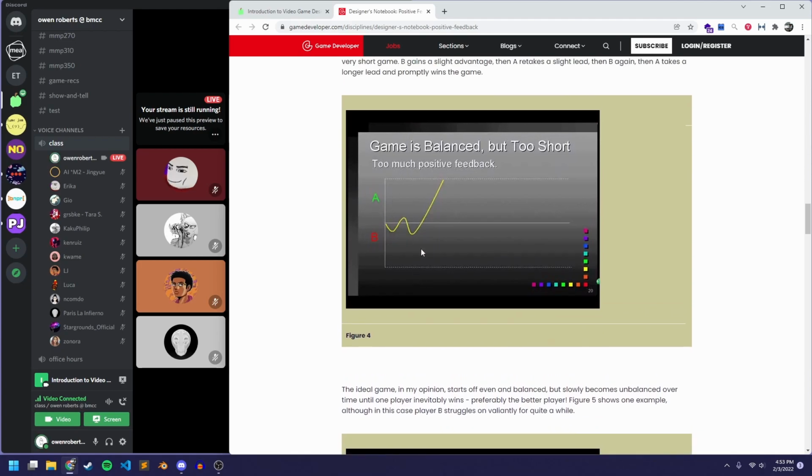So the B player starts to win, the A player starts to win, it swings back to B, but then it switches and goes all the way to A. So this is more balanced, but it's not very long. So we want a little bit more back and forth.